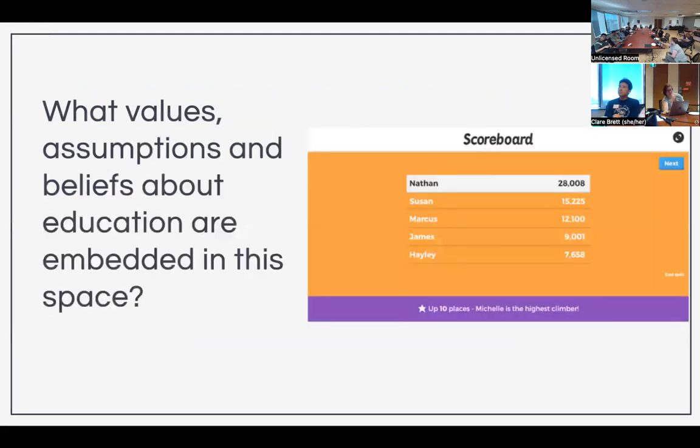And I only have one more example. So this is a screenshot from a tool called Kahoot. Has anyone used Kahoot? Yeah, most people have used Kahoot. So it's a gamification system where students all have to answer questions. You get more points the more quickly you respond to the question. And similar to the last picture, there is a right and wrong answer. So in the picture, you see the scoreboard. It has 5 students' names, all ranked, and then the top student is highlighted with a high score of 28,008 points. And the lowest student showing up on the scoreboard is 7,658 points. So what values, assumptions, and beliefs about education are embedded in this space?